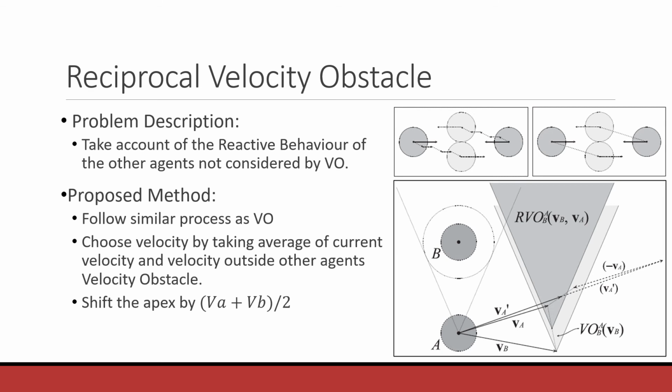Also, the author demonstrates that this scales in real time and in challenging scenarios. The proposed method is similar to the velocity obstacle. The major difference is that instead of picking the velocity itself, they rather average the current velocity and the velocity of the other agent. So here basically you're shifting the apex of the velocity obstacle by (VA + VB)/2.